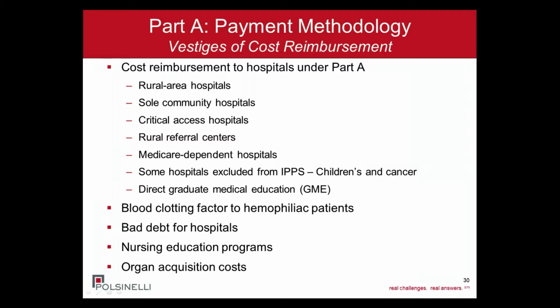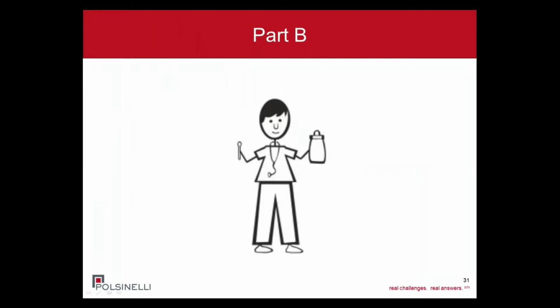And then blood clotting factors for hemophiliac patients, bad debt for hospitals. Bad debt is an amount that Medicare will pay to reimburse, excuse me, facilities for co-payment amounts that are deemed uncollectible. So there's a way to recapture some of that money for patients that don't pay their co-insurance amount. Nursing education programs and organ acquisition costs are still based on costs. And then we will go back to Sara to talk through Part B.